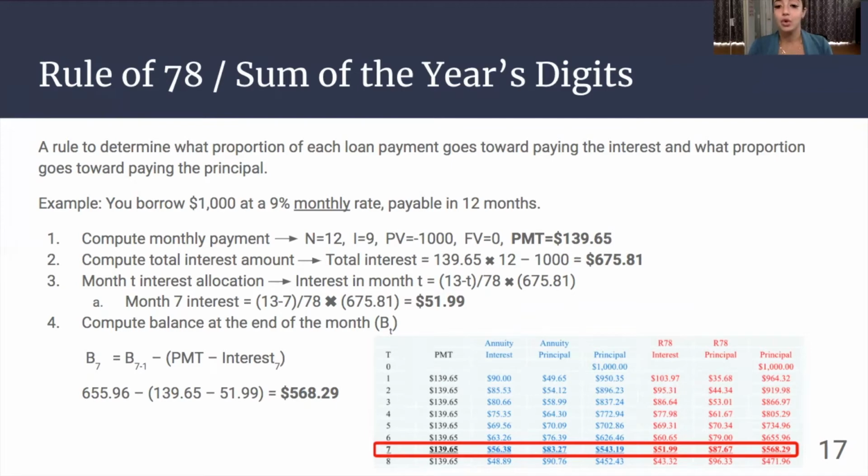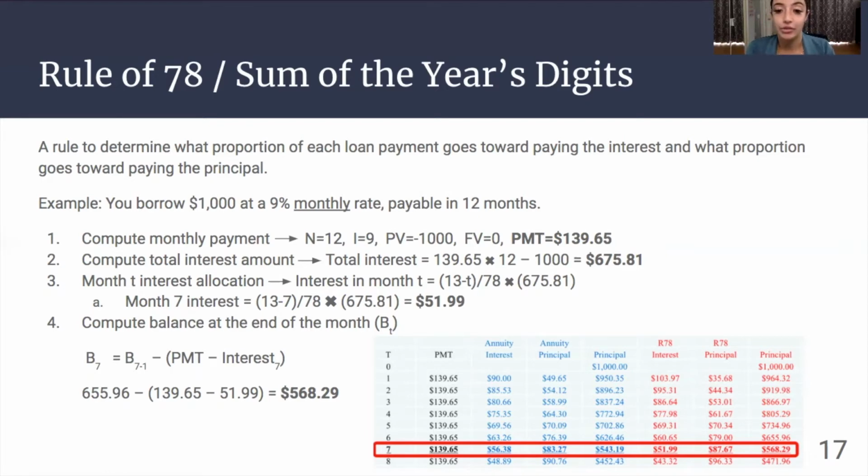Now, to compute your total interest, you're going to take that $139.65, and then you're going to multiply it by the 12 months that you're going to be paying that. And then you subtract the original 1,000 from that. And the total amount that you're paying in interest is $675.81.